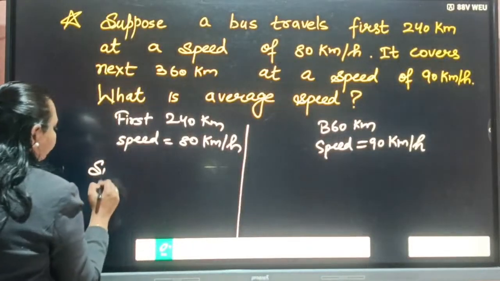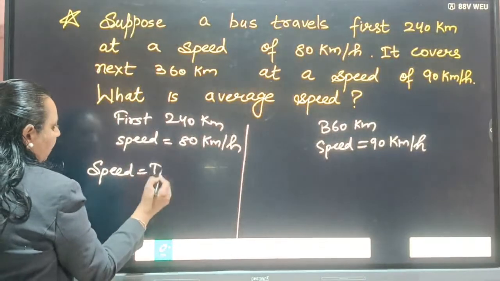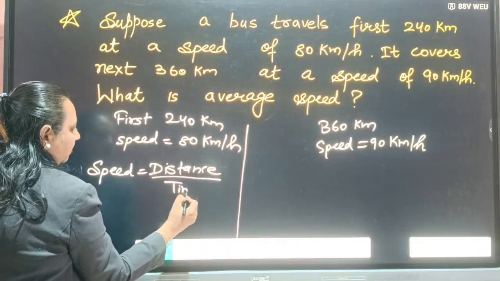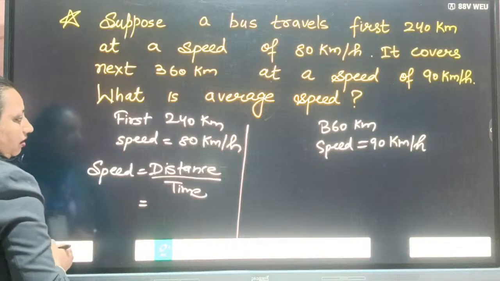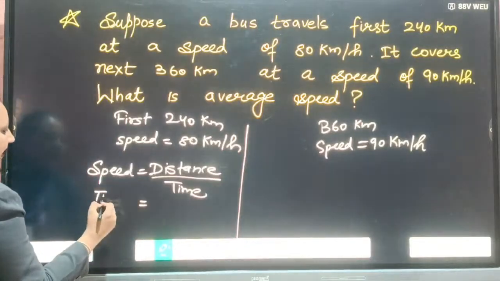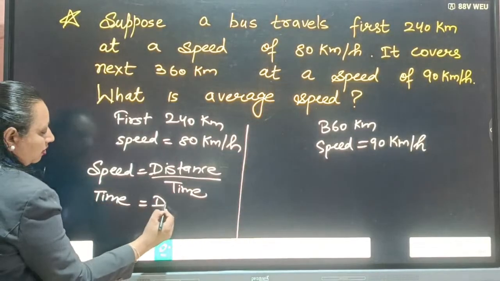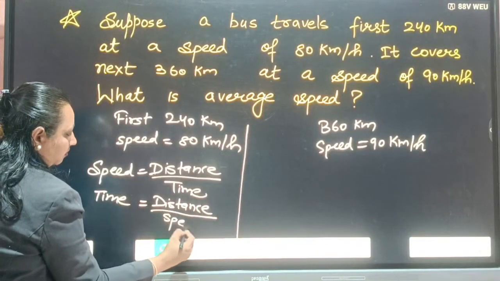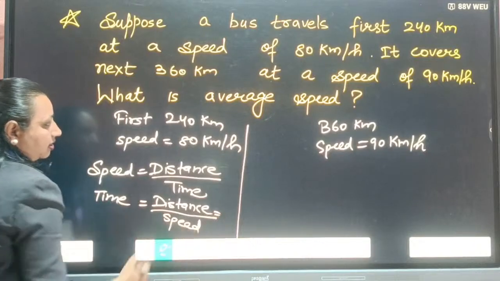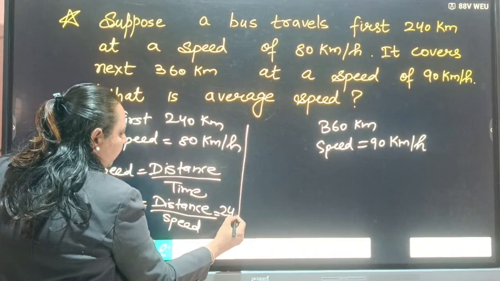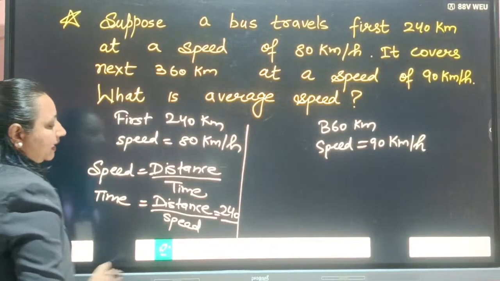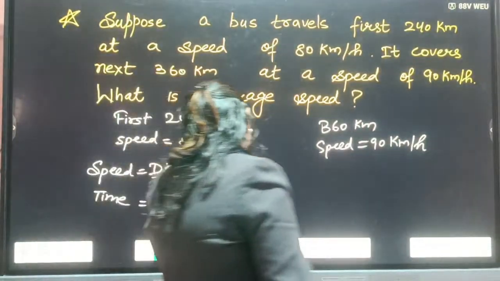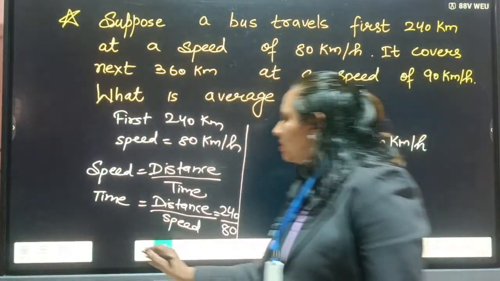So what is the formula? Speed is equal to distance over time taken. Okay? In this we have to find the time, so rearranging, time is distance upon speed. Distance in this case is 240 upon speed 80. Okay? From here time is 3 hours.